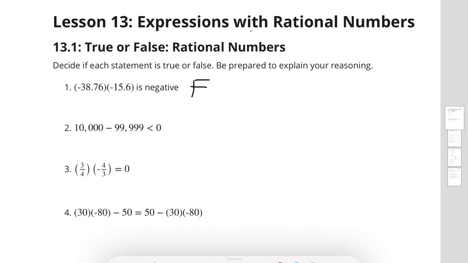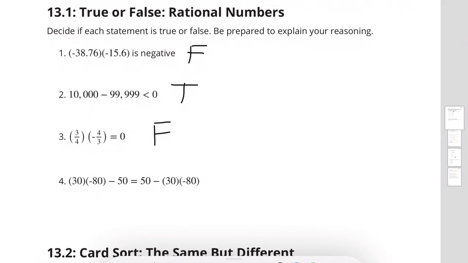$10,000 minus $99,999 is less than 0. Would that be true or false? That would be true. Number 3, 3/4 times negative 4/3 equals 0. That would be false. And number 4, 30 times negative 80 minus 50 is equal to 50 minus 30 times negative 80. That would also be false.